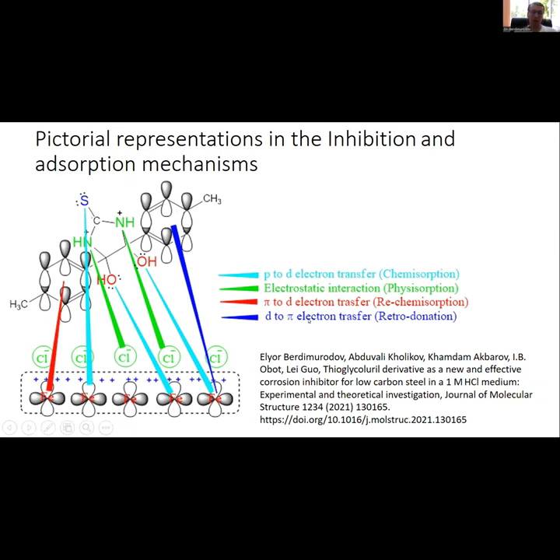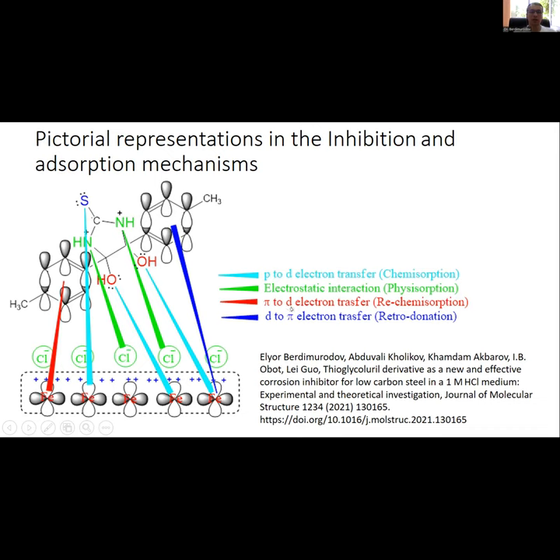The next one I will describe is the mechanism of how corrosion inhibitors protect the metal surface. In this mechanism, first, the surface interaction is chemisorption. Chemisorption is done by transfer of p electrons to vacant d orbitals of the metal. The next one, electrostatic interaction, is called physisorption. In physisorption, some nitrogen atoms are protonated, so the nitrogen atoms will be positively charged. Also, on the metal surface, some chloride ions are adsorbed. These ions are negatively charged. As a result, the positive charge and negative charge interact with each other.